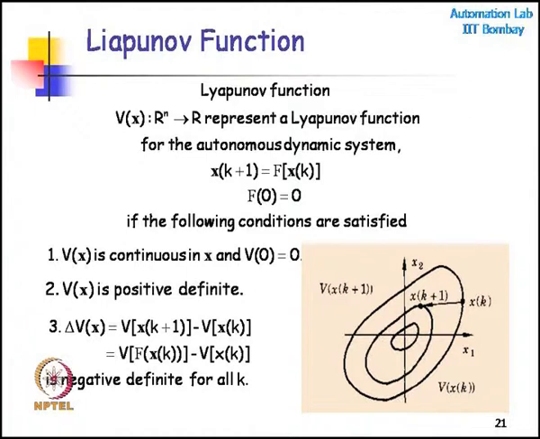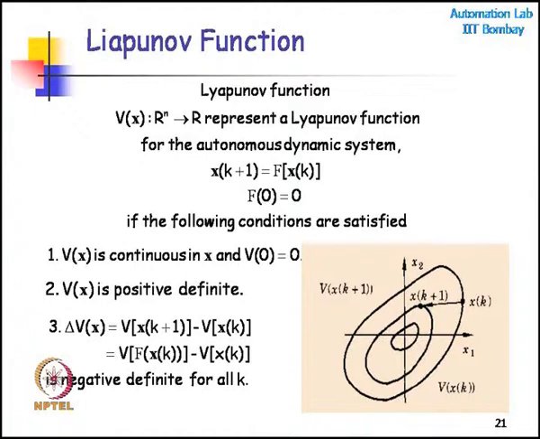So basically what I am saying here is that, when x k, let us say these are the contours of v of x equal to constant. So these are different contours of v of x equal to constant, okay.